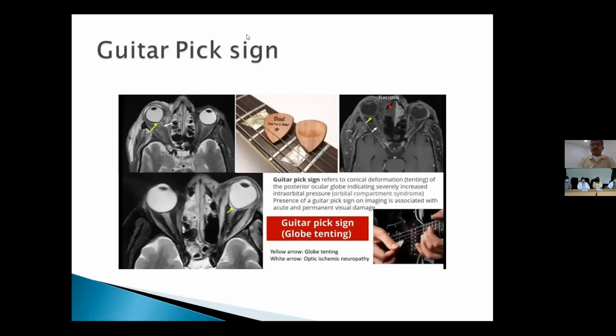So this is the guitar pick sign, which I have told you about before. Here, because of the raised intraorbital pressure, we are seeing distortion of the globe, assuming the shape of a guitar pick, resulting in the guitar pick sign. This sign is considered a bad prognostic indicator. Once we see this sign, we can manage the patient only via orbital exenteration or orbital decompression. This needs to be done for saving the life of the patient. So this is a bad prognostic indicator in terms of fungal mucormycosis.